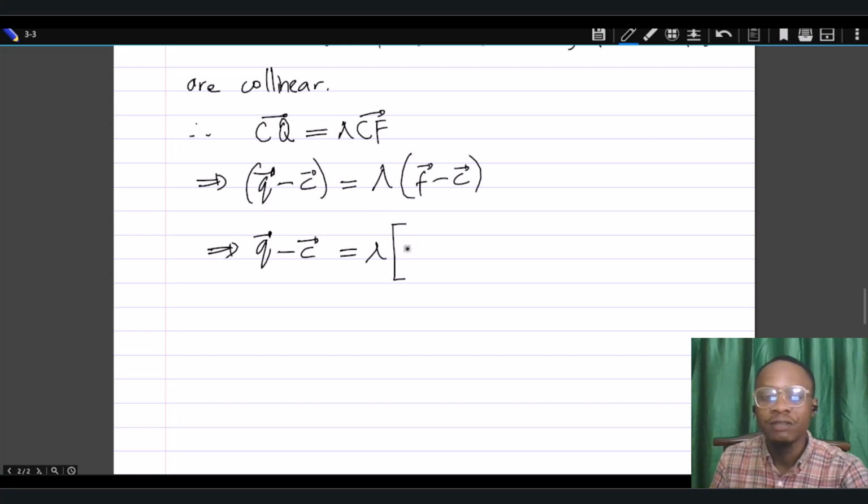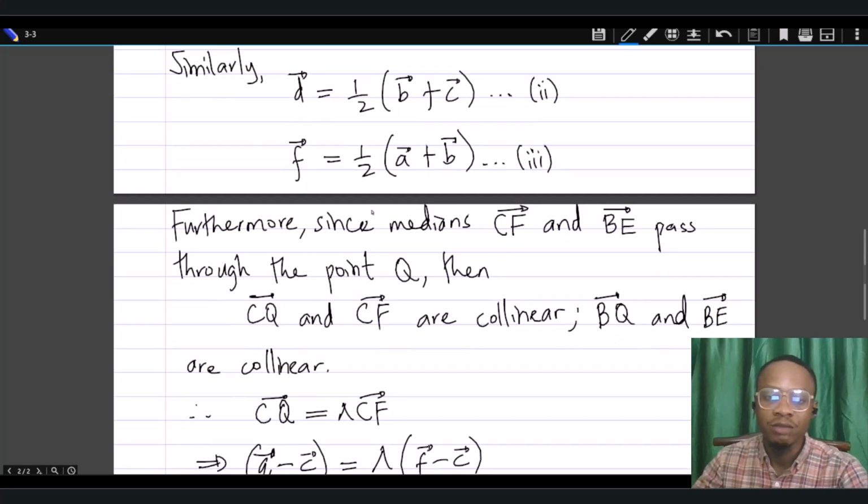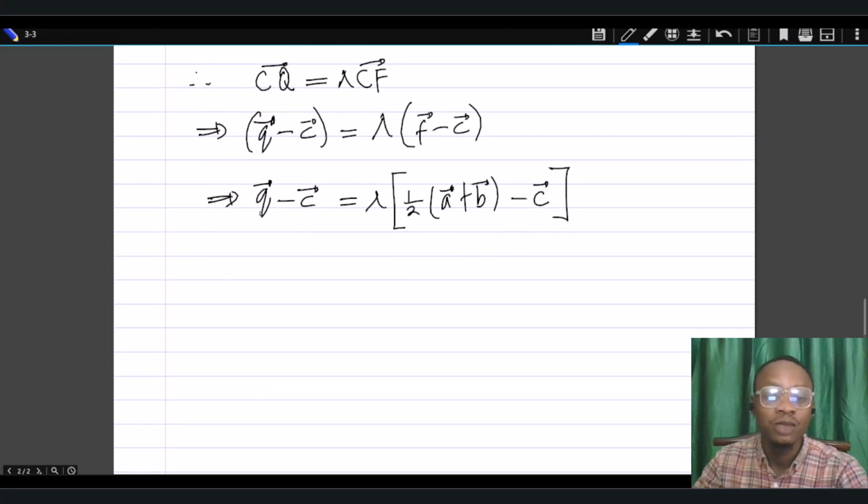So instead of F, we can write this to be 1 over 2 into, so what do we have there? Equation 3 says 1 over 2 into A plus B. So we can write this as 1 over 2 into A plus B. Then minus C. So that's what we have right here, F minus C. So with this, we are good to go. We have a relation between Q, A, B, and C.